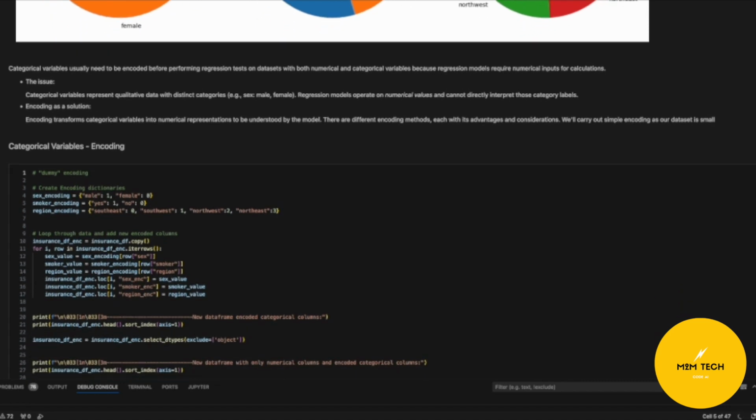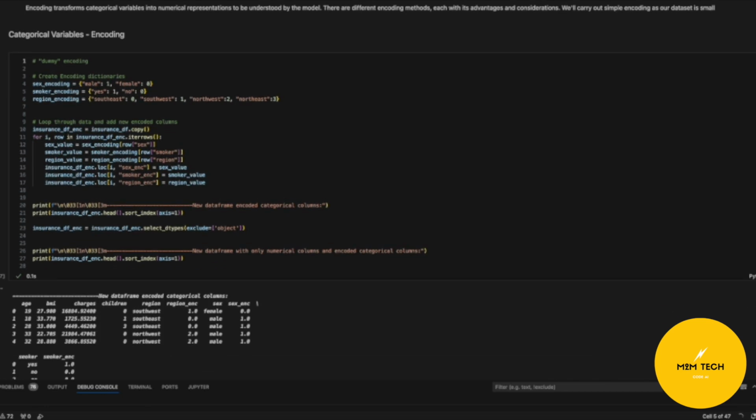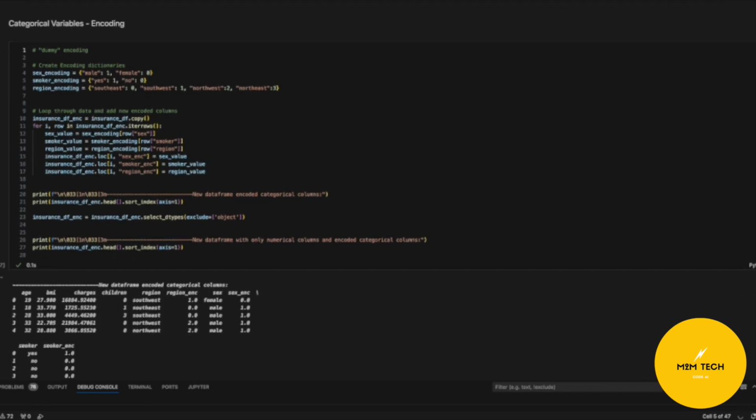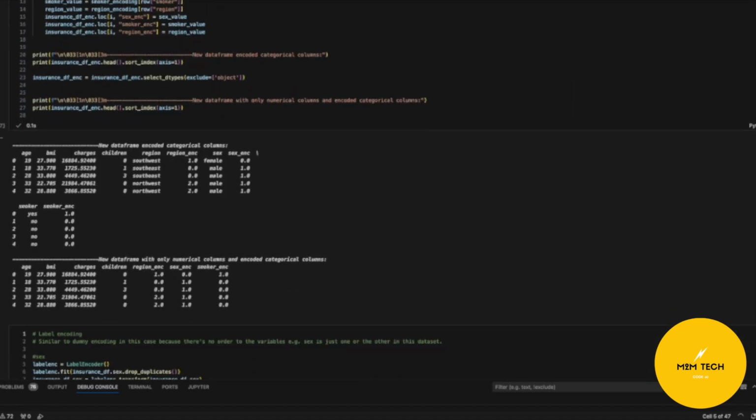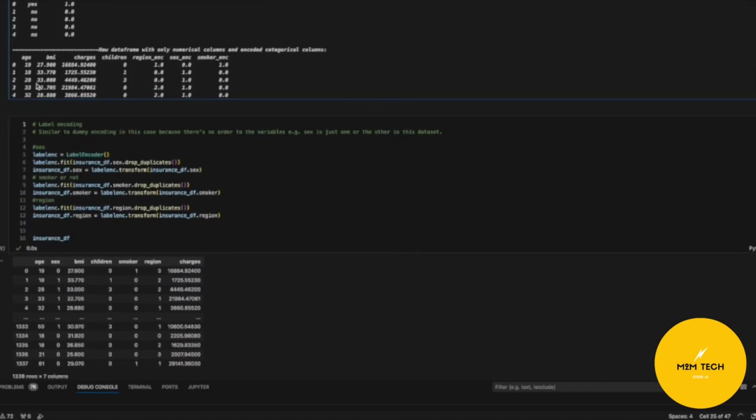Unfortunately, regression models can't use categorical variables, so we had to do some encoding. I chose dummy encoding because there were only a couple of features. I did ones and zeros for sex, ones and zeros for smoker, and 0 to 3 for region. So here you can see them side by side. The southwest was a 1, southeast was a 0, northwest was a 2, female 0, male 1, etc. And then I dropped all the categorical variables. So now we have all numbers, which is good.